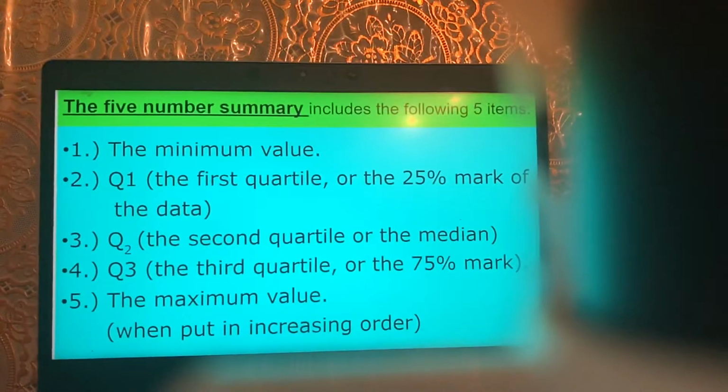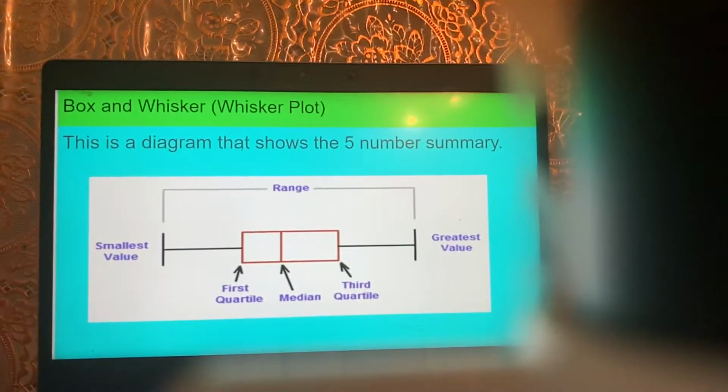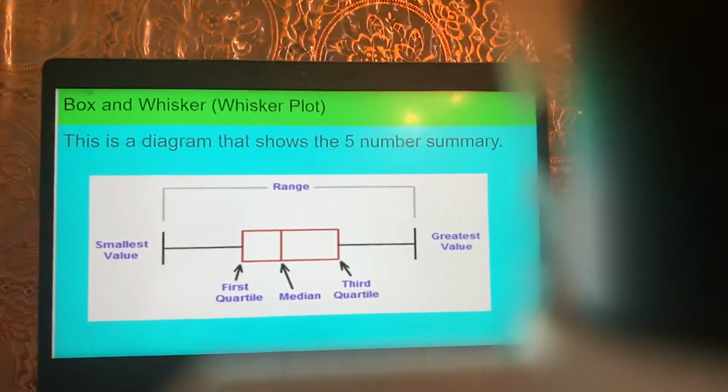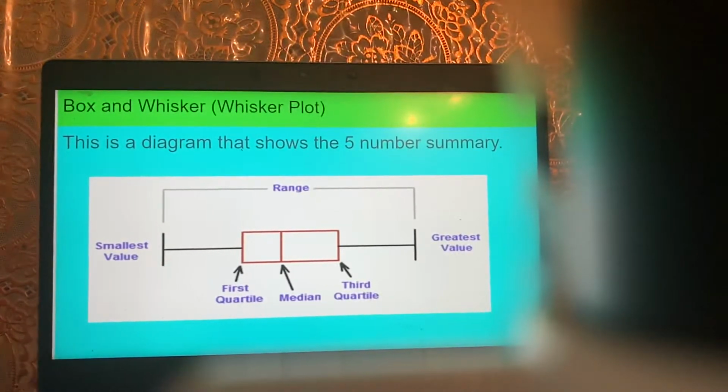The 5-number summary includes these 5 items. When we say the 5-number summary, you take the minimum value of the data, the first quartile, the second quartile or the median, the third quartile, and the maximum value. These are what we call the 5-number summary in statistics. We can put this also in a diagram form, but the values must first be in increasing order. This is what is called a box and whisker plot. This is a diagram that shows the 5-number summary.